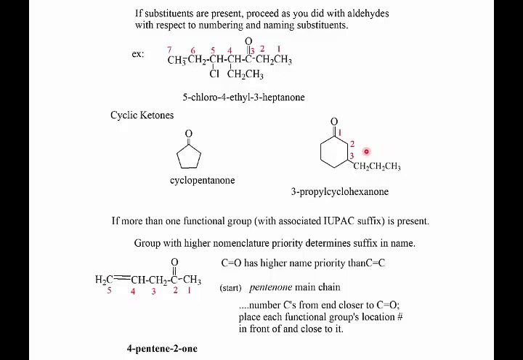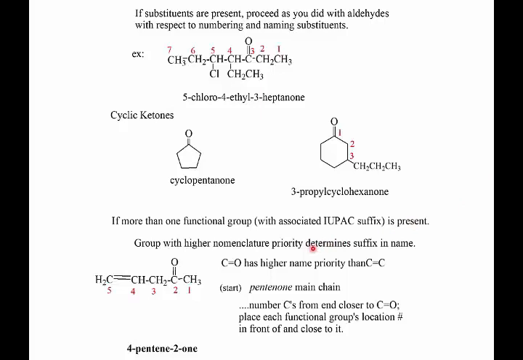Now, we have to indicate where it's located. The rules for numbering the carbons of the ring are this. It is named as a ketone, so the ketone group has nomenclature priority. Carbon number 1 is the carbonyl carbon. You then number the carbons in the ring in the direction that assigns the lower number to the first encountered substituent. So we want to go to the right, 1, 2, 3. So our propyl substituent is on carbon 3. So the name for this compound is 3-propylcyclohexanone.